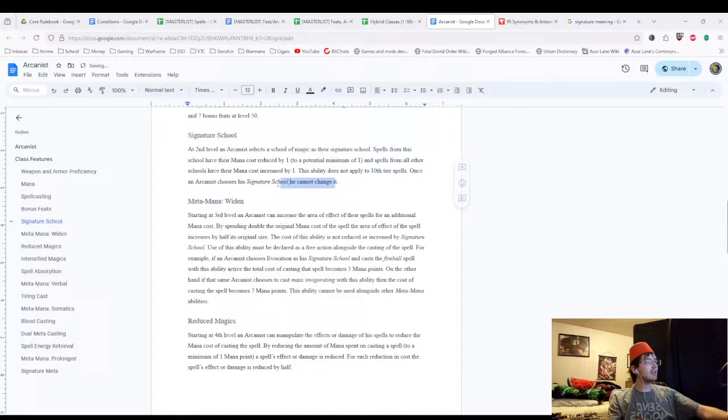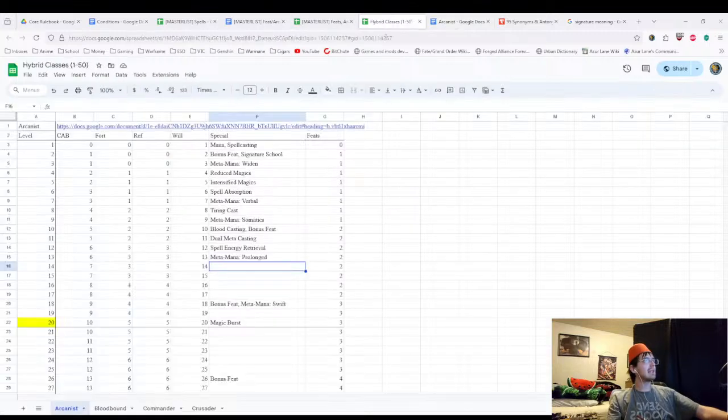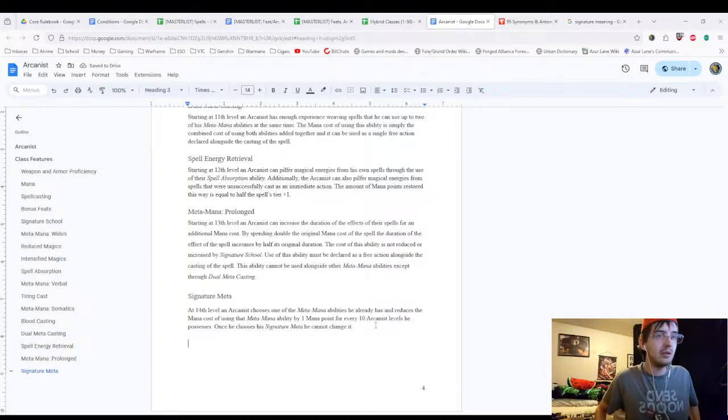There's still a little underline right there. How about you go away? There we go. So there's signature meta. Boom. Easy. Okay. Right. So now level 15. This is where they're gonna get something really cool.